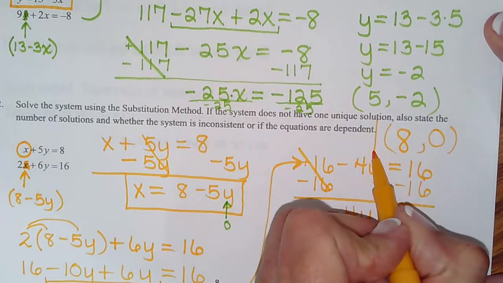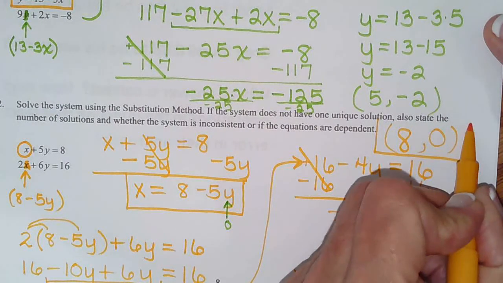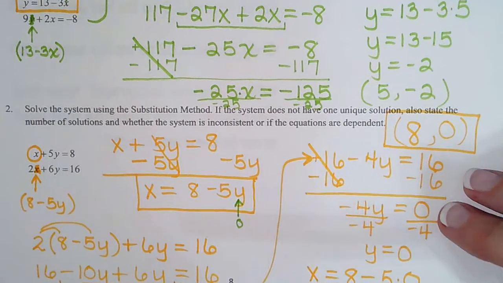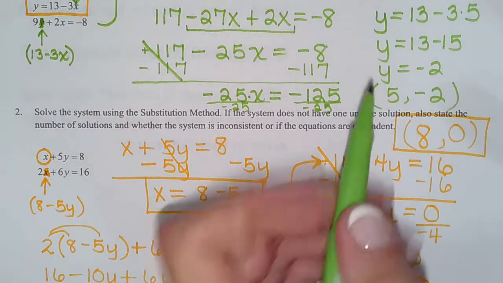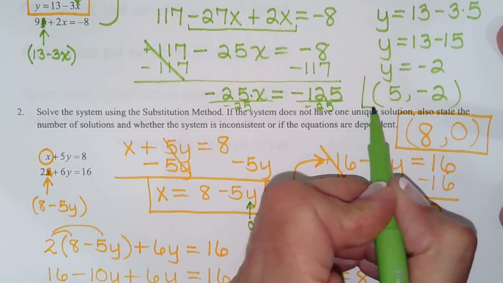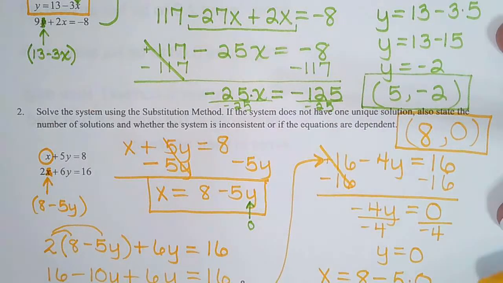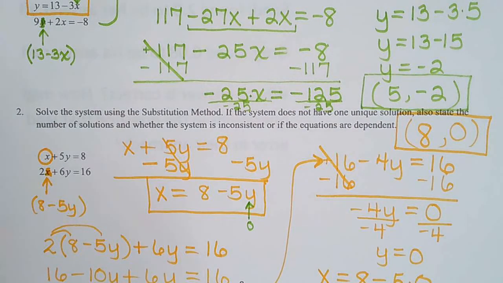So this is how you write your answer as an ordered pair, because remember, solving a system means you're finding the point where the two lines cross. Sometimes it's not going to be lines, but for us it will just be lines. Okay.